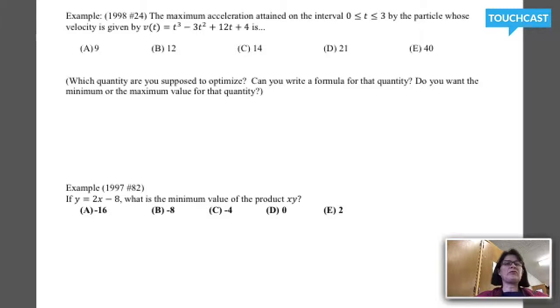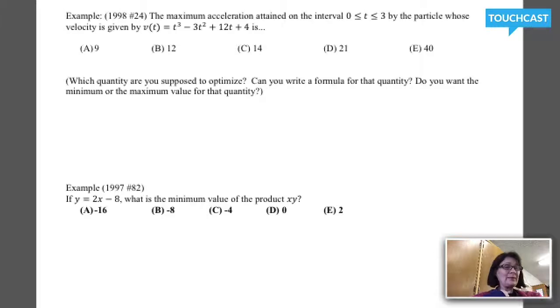So here's our first example of an optimization problem. This was from the actual multiple choice test in 1998. The maximum acceleration attained on the interval 0 to 3 by a particle that's moving at a velocity that's given here is... So we want maximum acceleration. So if you want to think about those steps that we wrote down, in case they're helpful, I use all those steps.